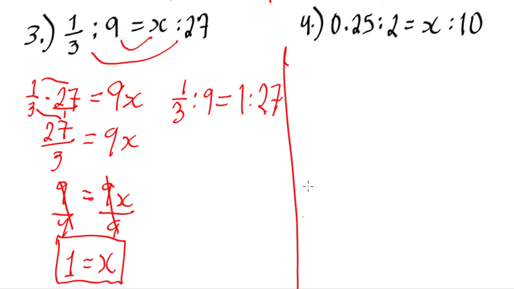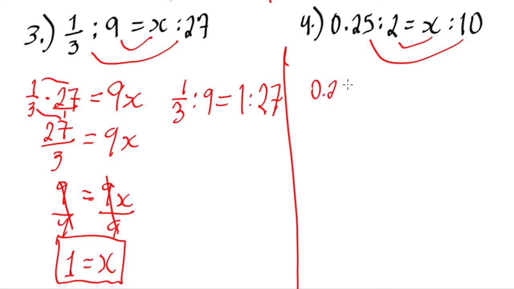Okay, moving on with number 4. What we have here is 0.25 is to 2 equals x is to 10. So the product of the means times the product of the extremes, they're equal. So let's do the extremes first.